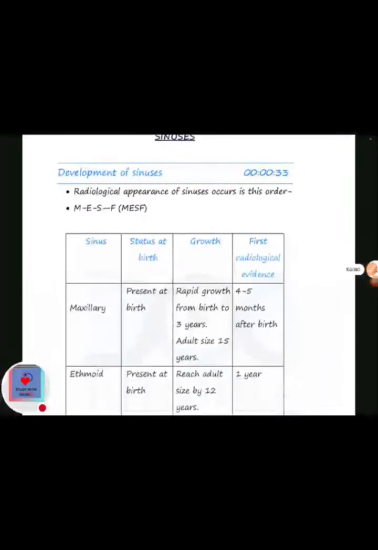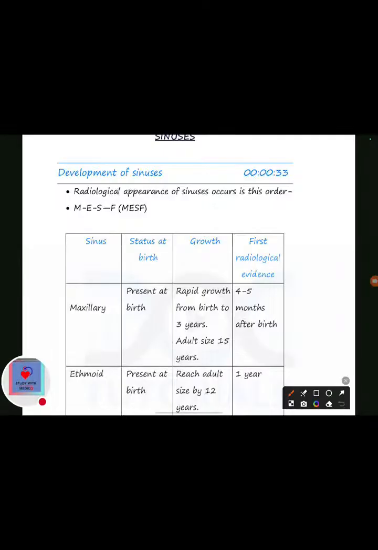Development of sinuses. We have talked about the paired sinuses. So how do these sinuses develop? Now we are talking about the development. Radiological development occurs in this order: MESF. First maxillary, ethmoid, sphenoid, then frontal last. First you can see maxillary.